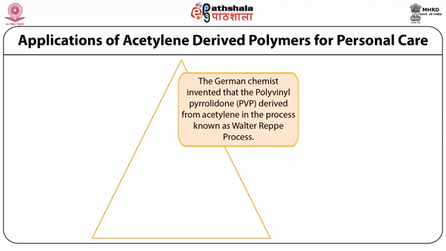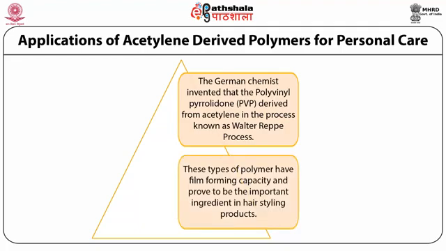The 2-pyrrolidone reacts with acetylene or methanol to give N-vinyl pyrrolidone or methyl vinyl ether series of polymers. These types of polymers have film forming capacity and prove to be an important ingredient in hair styling products. Lactam-based polymers, based on their functionality, are used in various personal care products like hairsprays, hair styling gels, hair conditioning agents, teeth whitening agents, and waterproofing sunscreens.